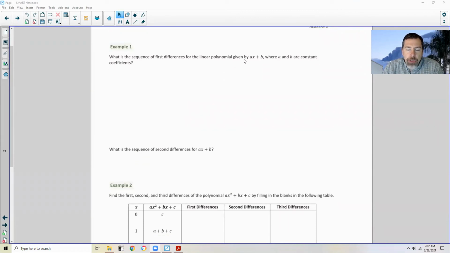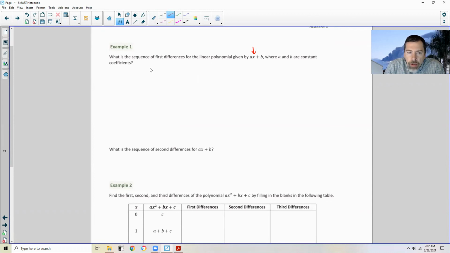All right, page 2, example 1 says, what is the sequence of the first differences for the linear polynomial given by ax plus b, where a and b are constant coefficients? So what we're focusing on here is plugging values in for x starting with 0. And then you put a 1 in, and you put a 2 in, and so on and so on. So if I put a 0 in for x, it'd be a times 0 plus b.